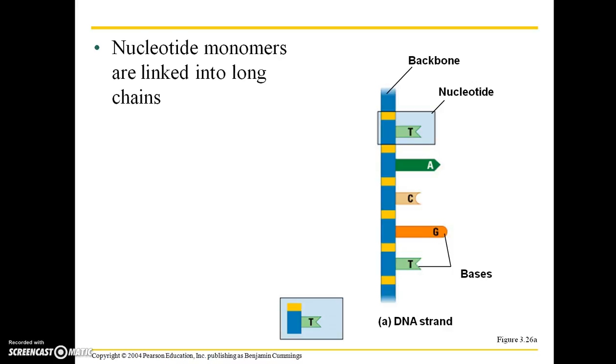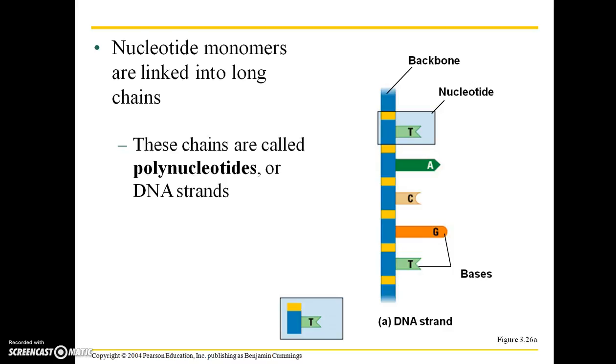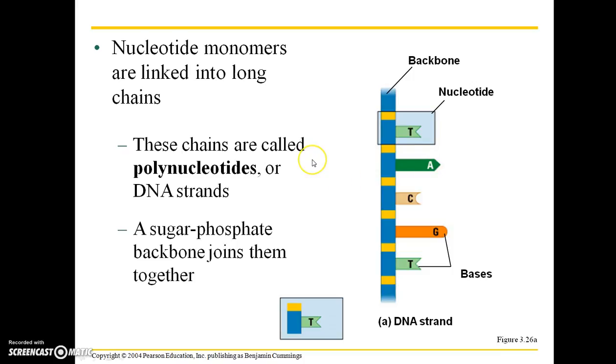Nucleotide monomers are linked into long chains. The chains themselves are called polynucleotides, otherwise known as DNA strands. And a sugar-phosphate backbone joins them together. So you have alternating sugars and phosphates here, forming the backbone. The nitrogenous bases are here. And a nucleotide, again, just consists of one of each of those components. So a phosphate group, a sugar, and a nitrogenous base.